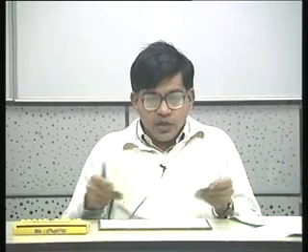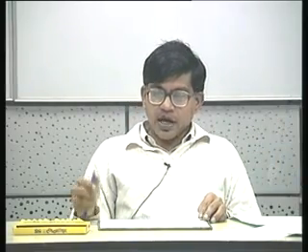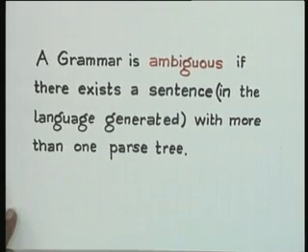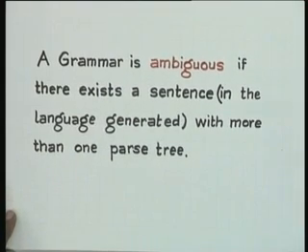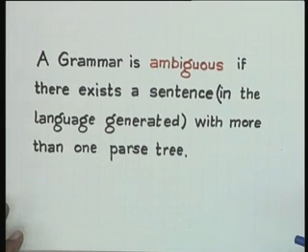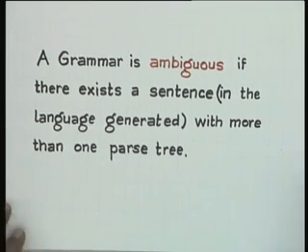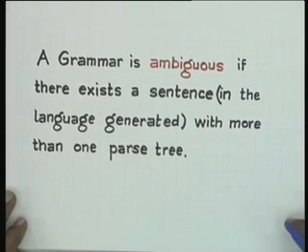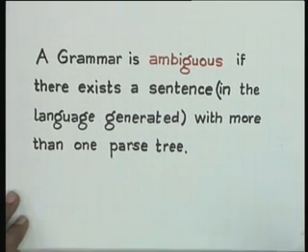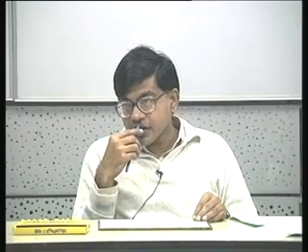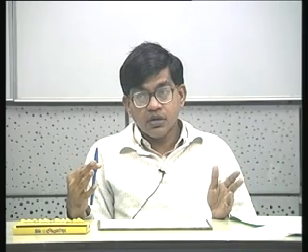So let us look at this grammar. A grammar is ambiguous if there exists a sentence in the language with more than one parse tree. Okay. Right. So ambiguity is an important constraint in the sense that it's not just that there are two different derivations. It is that there are two different parse trees.